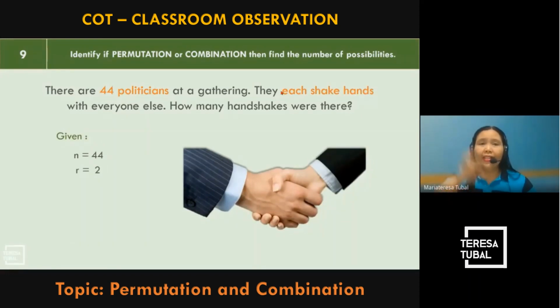Do you think this example is a permutation or a combination? Shake hands. Right hand and left hand. Yes, Hazel? Hazel, did you hear me? Sorry po, nagpuputol-putol po. Okay, no problem. Do you think this example is a permutation or combination? Combination po. Okay, why combination?